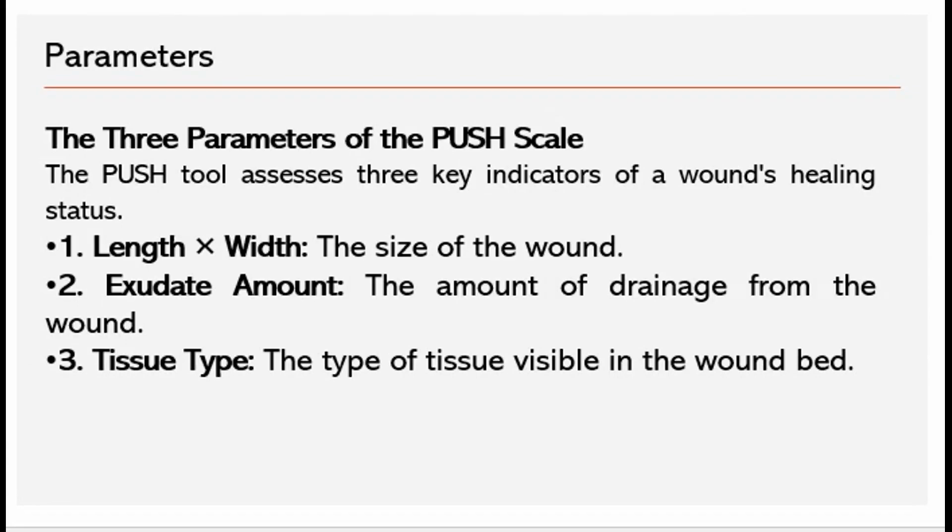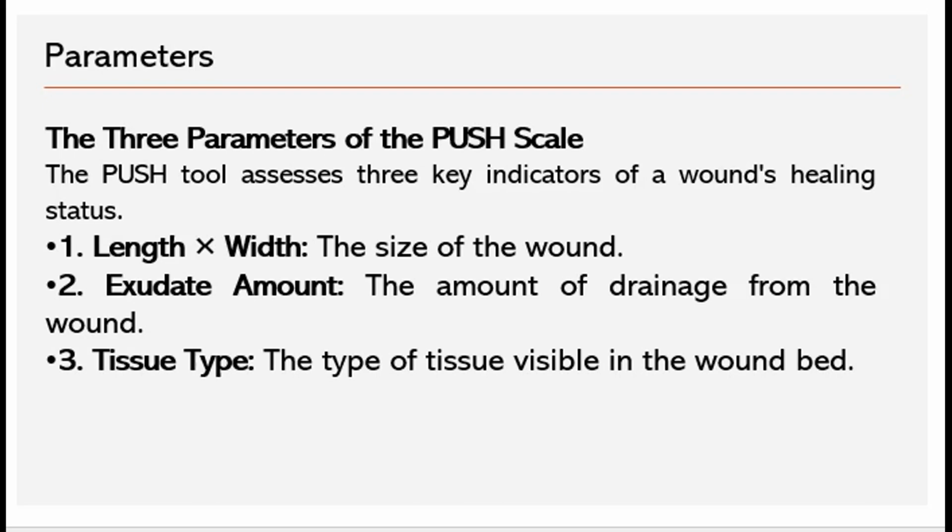For the effective use of the PUSH tool, there are some parameters we have to use. There are three parameters that are considered the most important indicators of healing. The first parameter is length times width. The second one is exudate amount. The third one is tissue type. Length times width means the size of the wound. Exudate amount is nothing but the drainage which is coming out from the open wound.